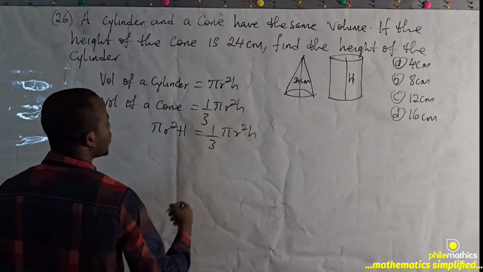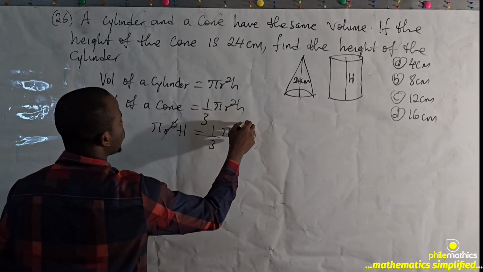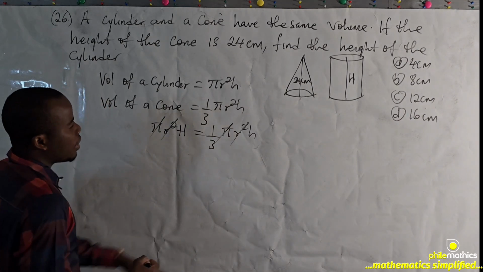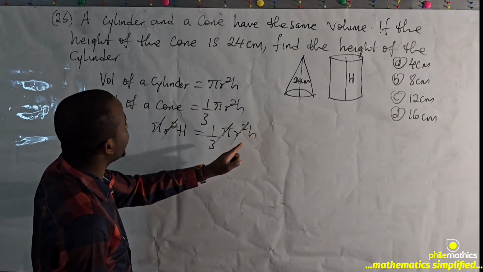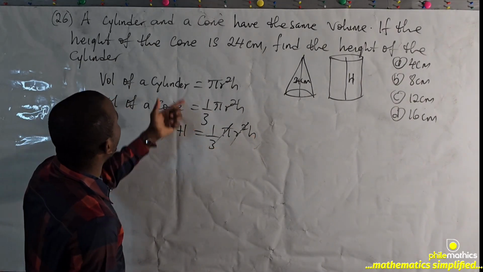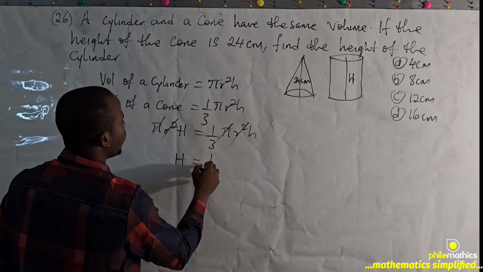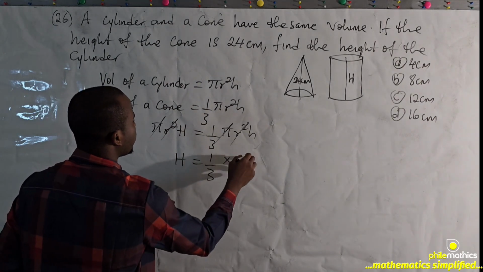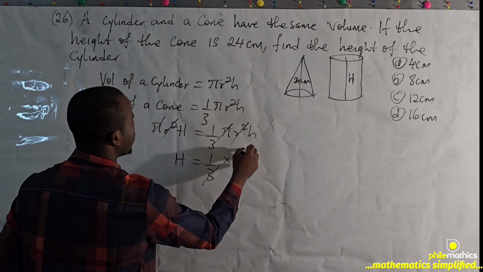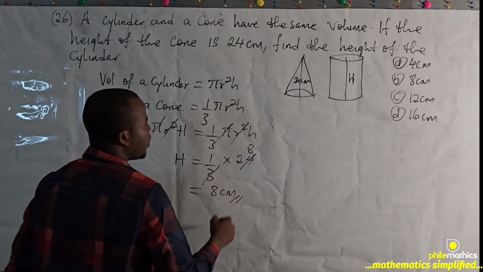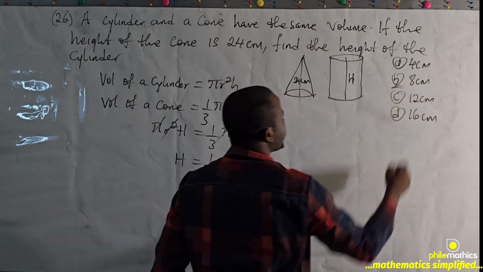square h. R square can cancel r square, pi can cancel pi, and the height of the cone is 24. So the h we are looking for is 1/3 times 24. 3 into 24 is 8. So the height of the cylinder is 8 cm. And that's B. That's the answer.